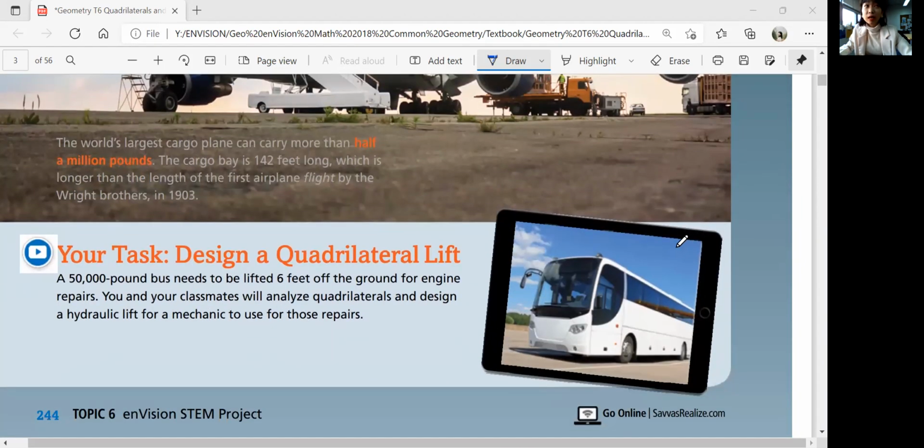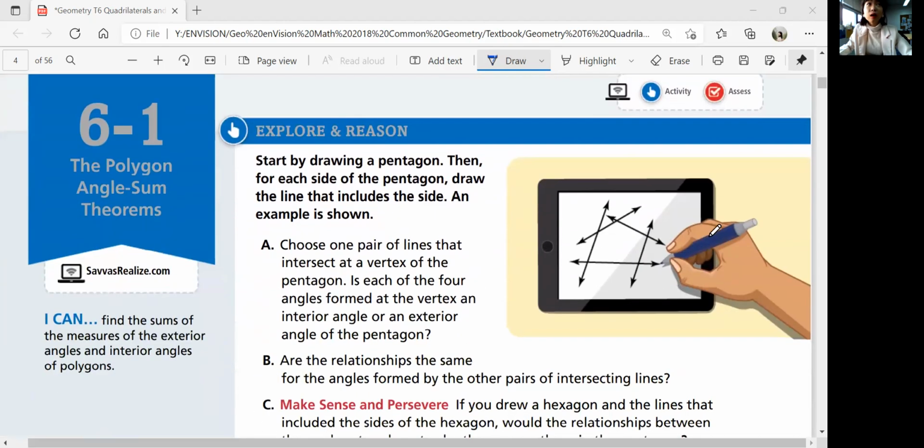Your task for the STEM project when you're done with this topic will be designing a quadrilateral lift so that you can think about a bus being able to lift as many people with safety measures and the best design. And you want to lift the bus so that you can use it for repairs. So if you want to repair the bus, how would you best design the quadrilateral lift would be your task. All right, lesson 1, the polygon angle sum theorem.